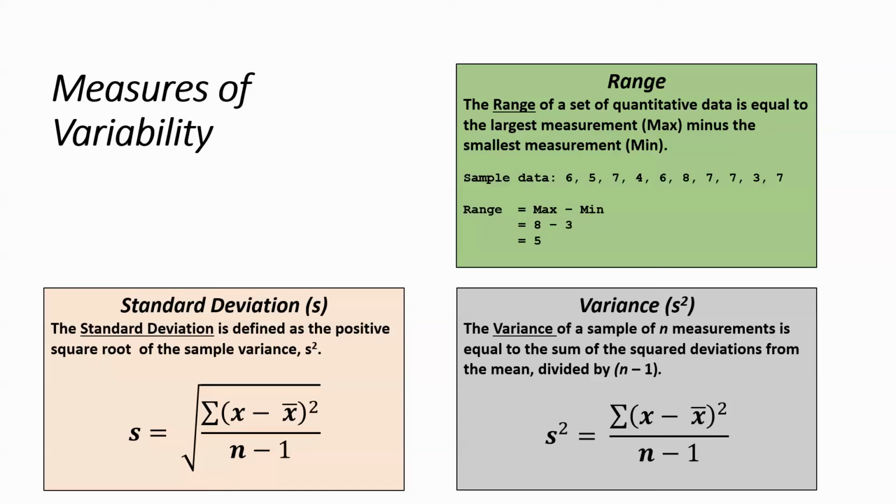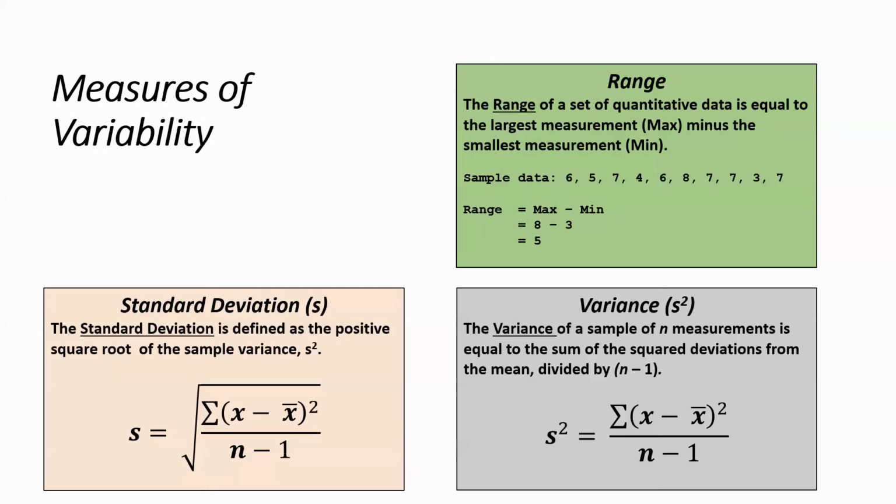So the range of a set of quantitative data is equal to the largest measurement, that's the maximum value, minus the smallest measurement, which is the minimum value. So I've got a sample set of data here, and if you look through it quickly enough, you'll see that the largest value is 8 and the smallest value is 3. So when I subtract 3 from 8, I get a range of 5. So clearly, the bigger that number, the more variable the data are.